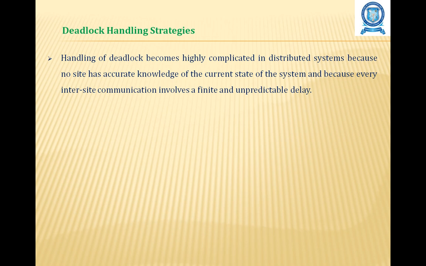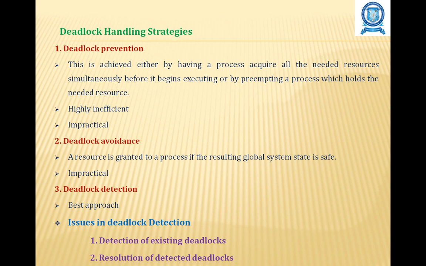Next, we see about the deadlock handling strategies. Handling of deadlock becomes highly complicated in distributed systems because no site has accurate knowledge of the current state of the system and because every inter-site communication involves a finite and unpredictable delay. These are the strategies: deadlock prevention, deadlock avoidance and deadlock detection.